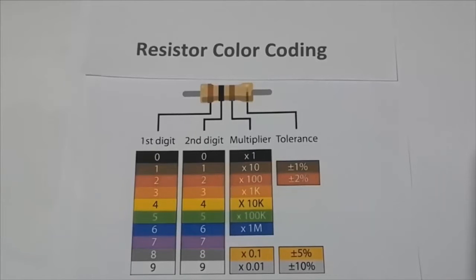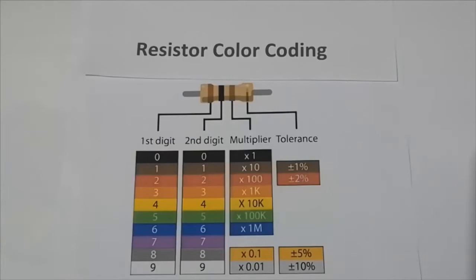Black is equivalent to 0, brown is 1, red is 2, orange 3, yellow is 4, green is 5, blue 6, violet 7, gray 8, and white 9. These color values are good for the first and the second digit value of the color codes, while the third color band signifies the value of the multiplier for the first and the second digits.